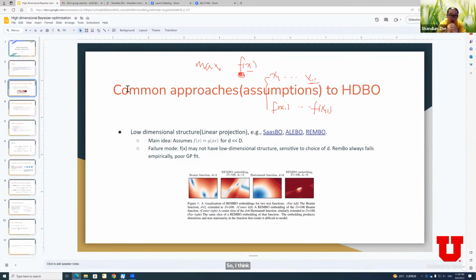I think one meaningful topic, or very important topic in Bayesian optimization, is to address the high dimensional Bayesian optimization problem. That means we need to modify the Gaussian process model itself and make it more effective to capture the function landscape in the high dimensional input space.